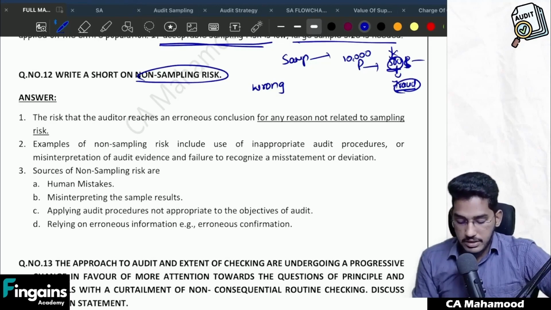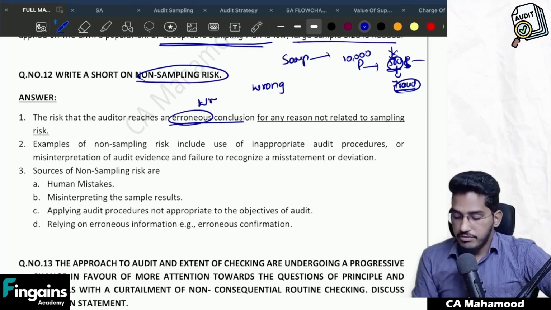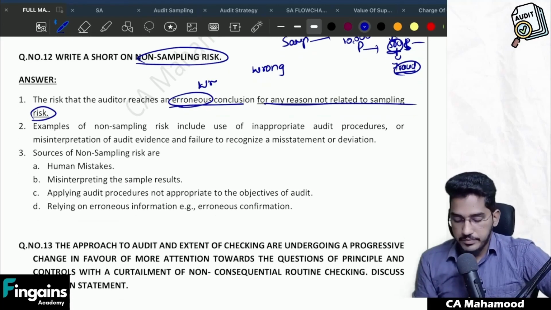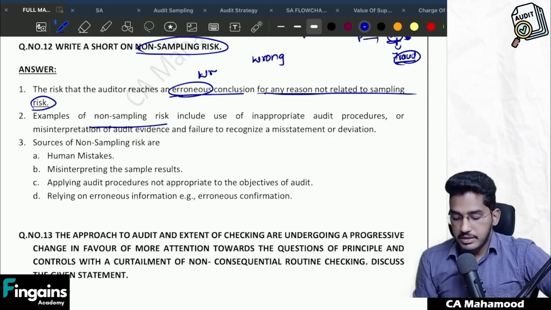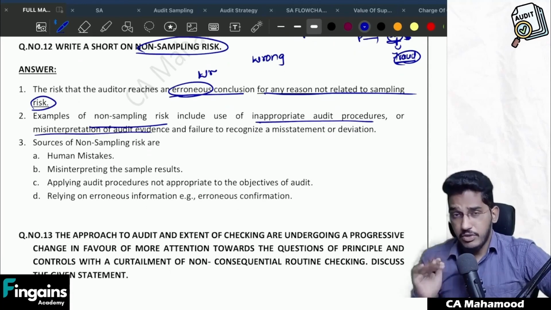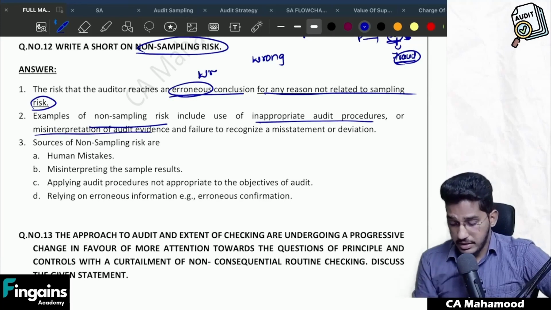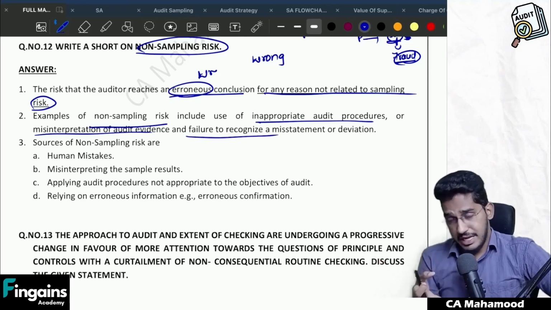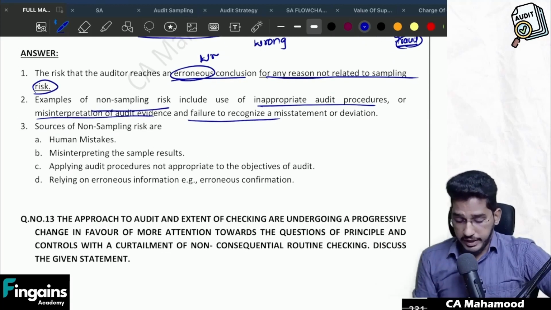If you read the answer, it is the risk that the auditor reaches an erroneous conclusion, erroneous meaning wrong conclusion, for any reason not related to sampling risk. That means I am giving an inappropriate opinion, but that is not because of selecting the wrong sample, but any reason other than sampling. What are the examples of non-sampling risk? It includes inappropriate audit procedures. You are performing wrong audit procedures. Misinterpretation of audit evidences. You are not properly interpreting the evidences. Failure to recognize a misstatement. There is a misstatement, there is a deviation in your sample, but you fail to identify it.